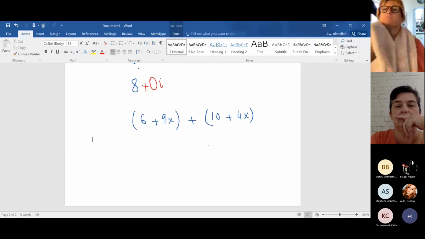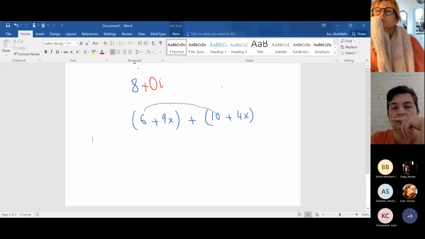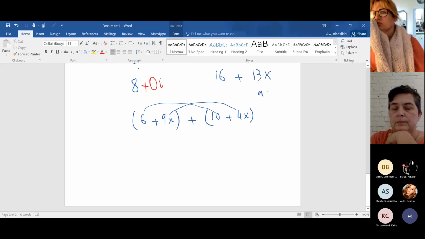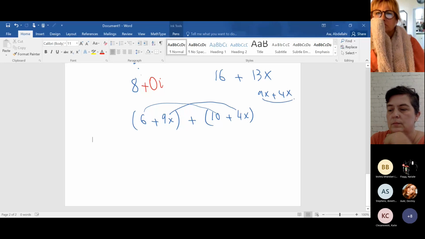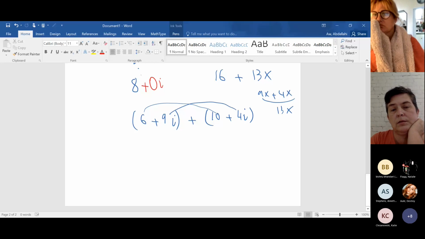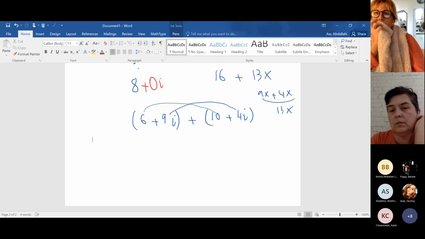So everybody's going to say this is 16 plus what? 13x. You see, when you do 9x plus 4x, you don't need to know exactly what x is. You don't even care what x is. Because they are exactly like terms, it's going to be 13x. Now remove x and put i. Are we able to do it? Yes, right?